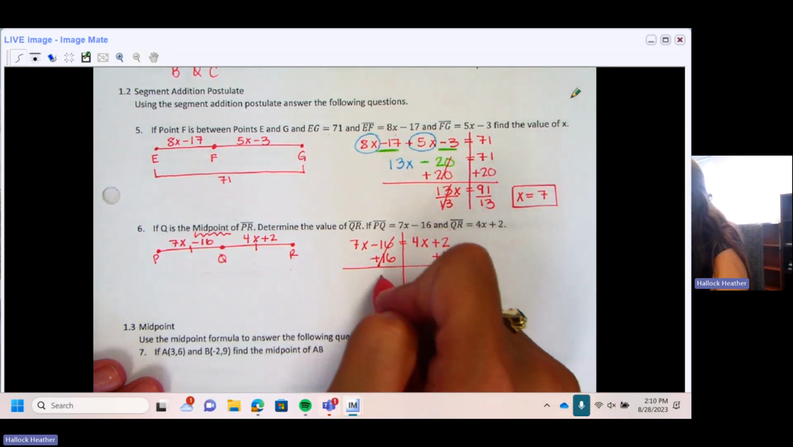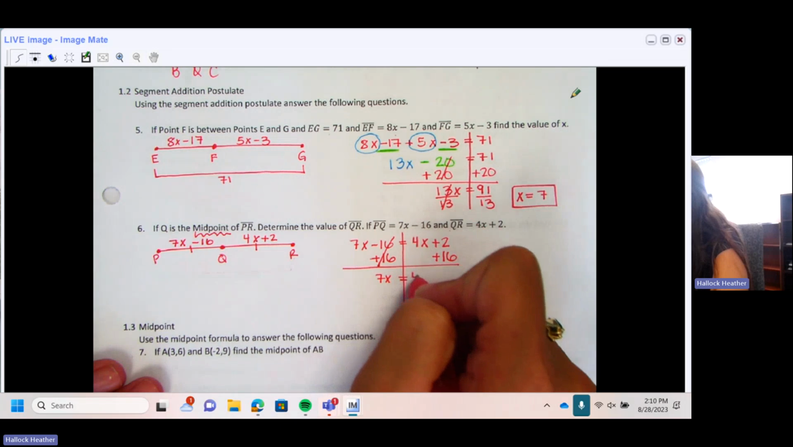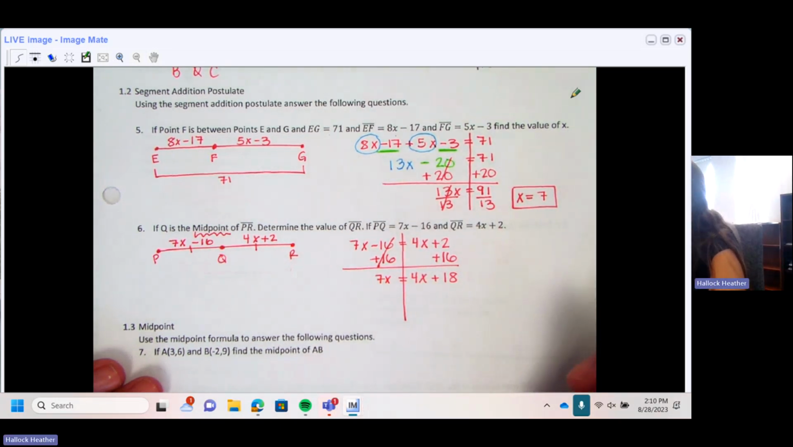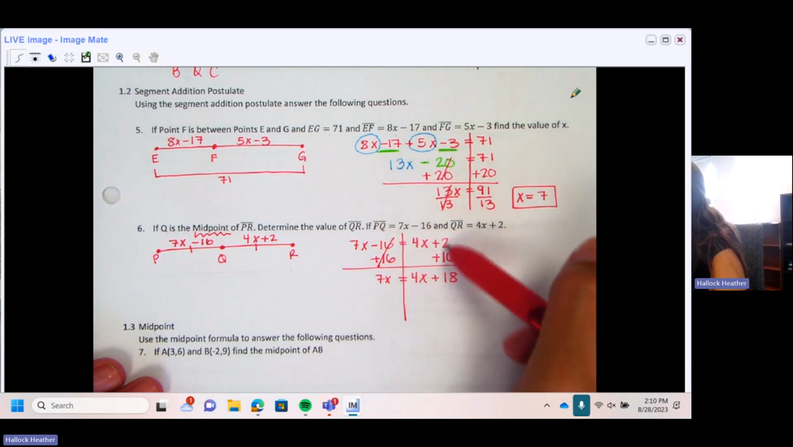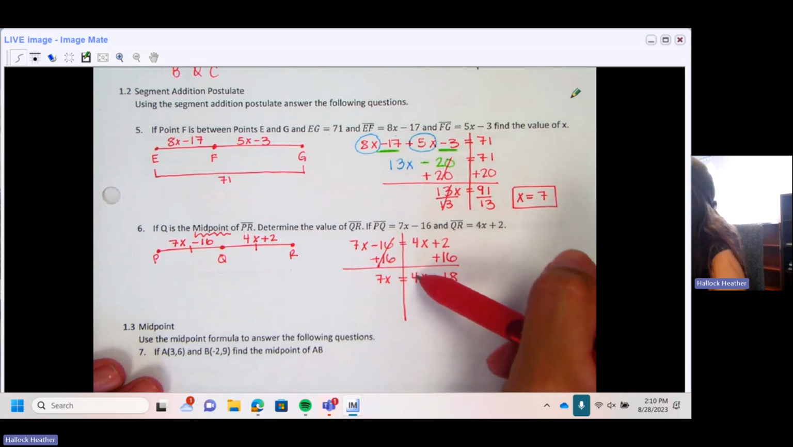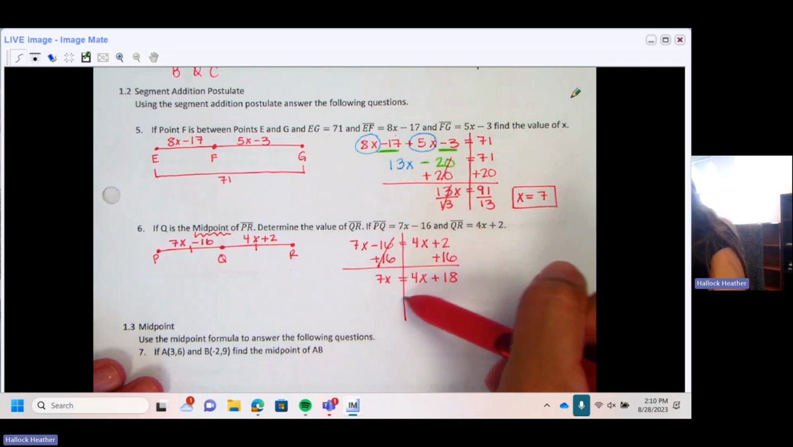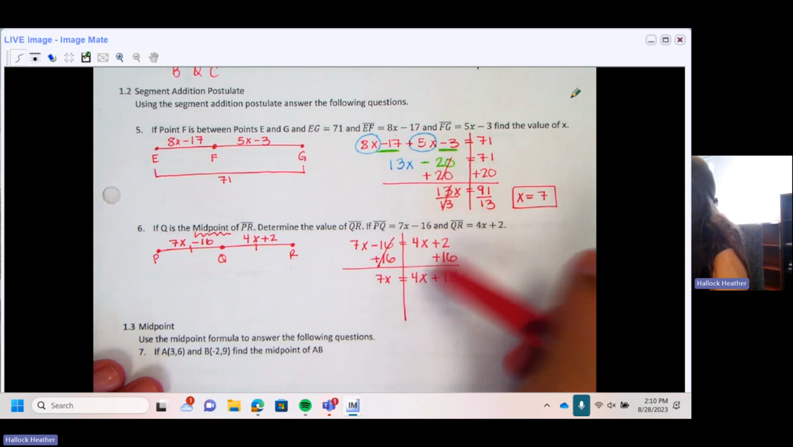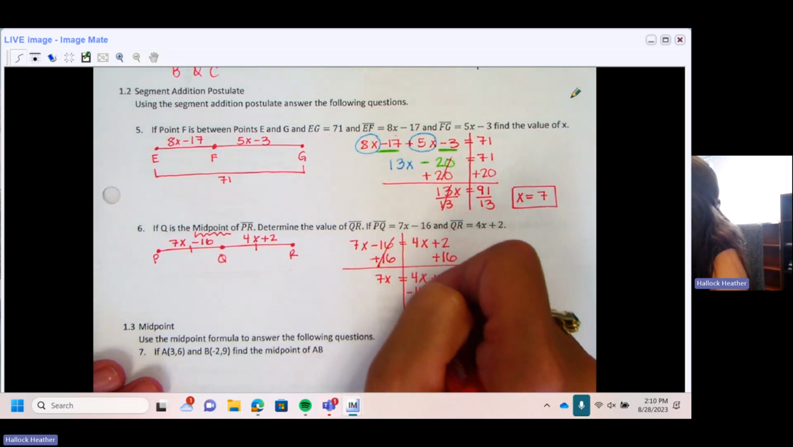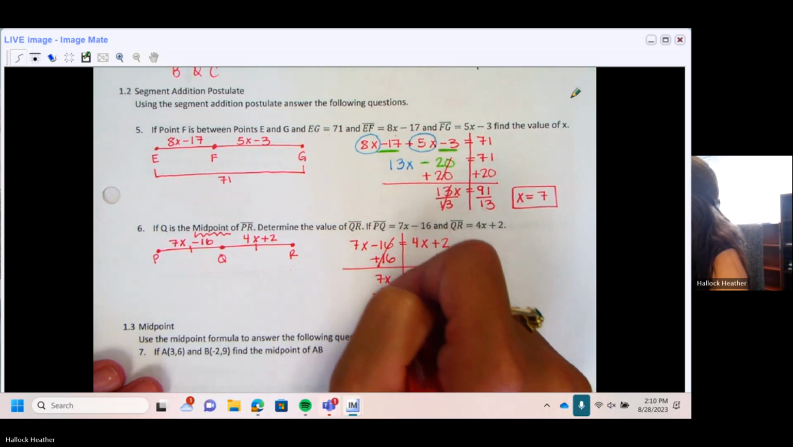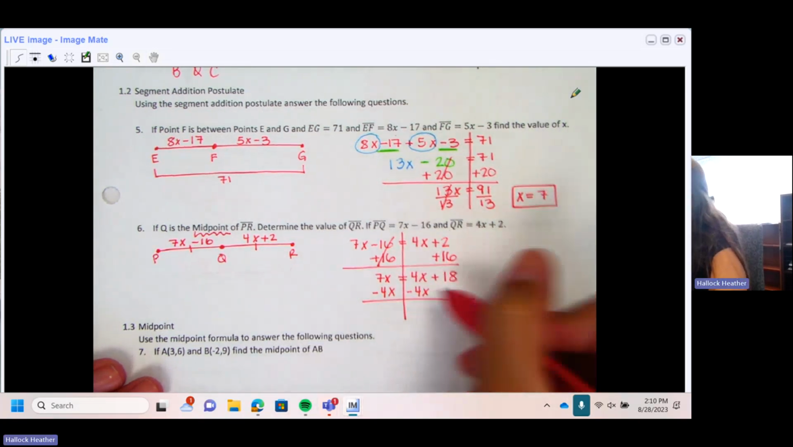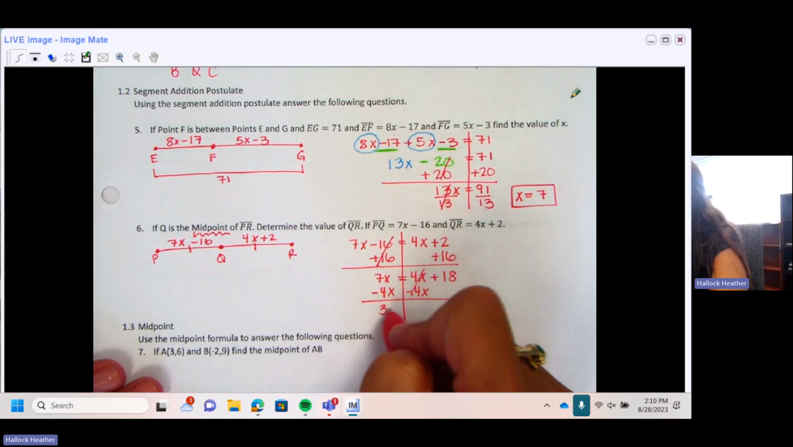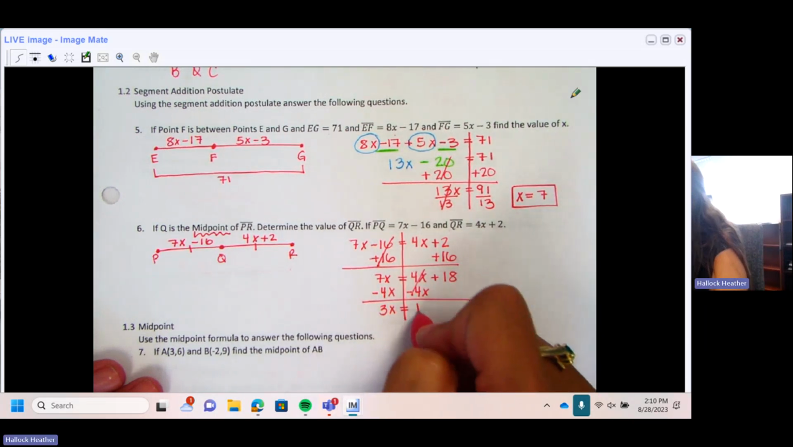So I'm going to bring down 7x equals 4x plus 2 plus 16, which is 18. Now, since I moved my numbers, my constants, I'm going to move the variable to the other side. To move across the equal sign, I'm using opposite operations. It is positive 4, so I'm going to subtract 4 from both sides. Cross them out. 7x minus 4x is 3x equals 18.